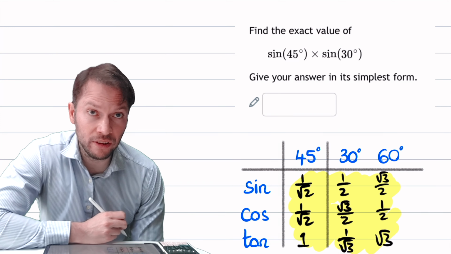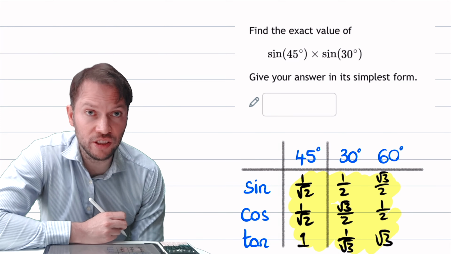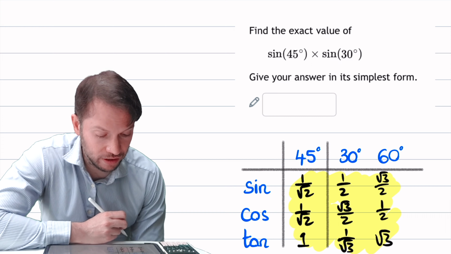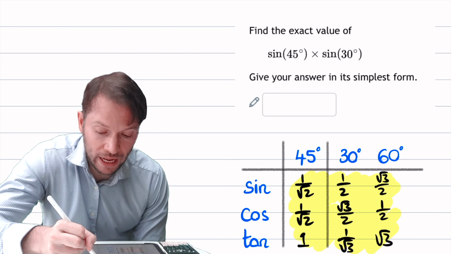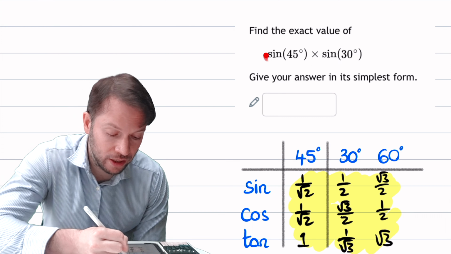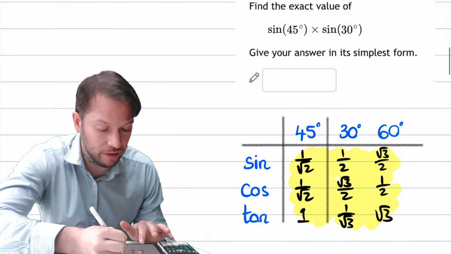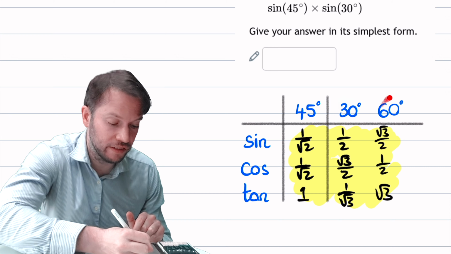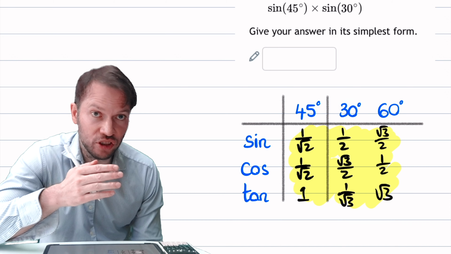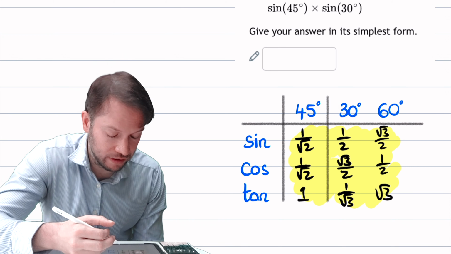Hi, in this video we're going to use exact trigonometric ratios to make calculations. Now in the previous video we saw how we could calculate sine, cos and tan of nice angles, and by nice angles I mean like 45 degrees, 30 degrees and 60 degrees. These are angles we find in shapes like squares and equilateral triangles, for example.